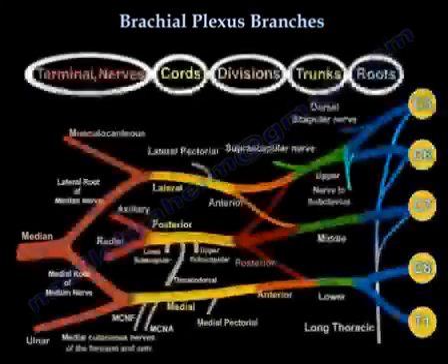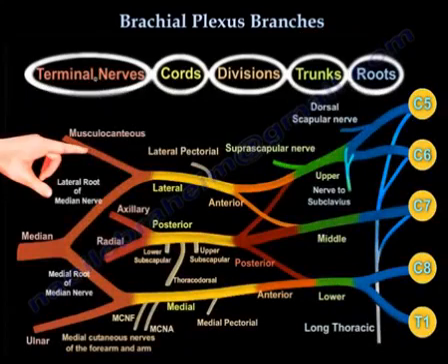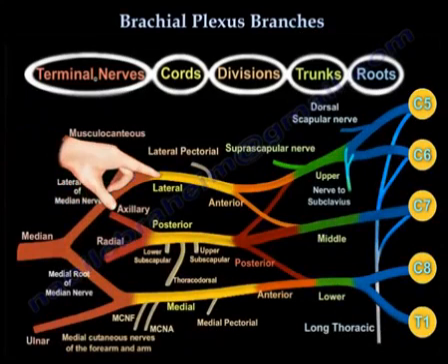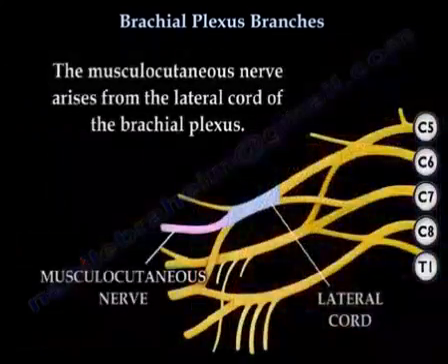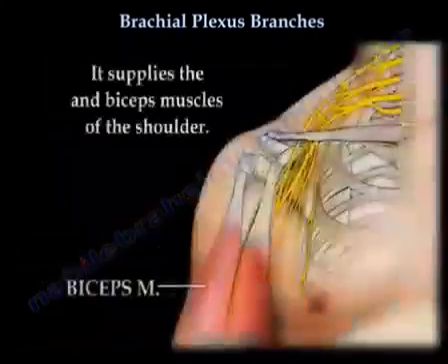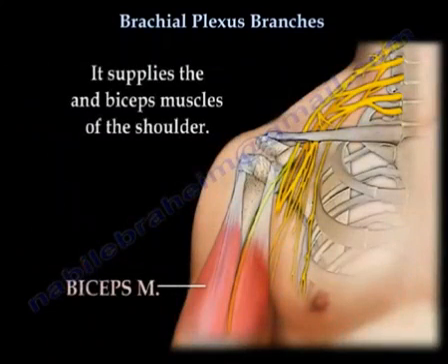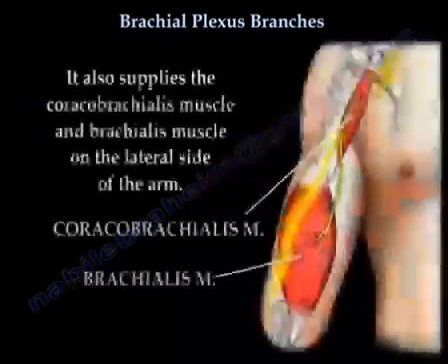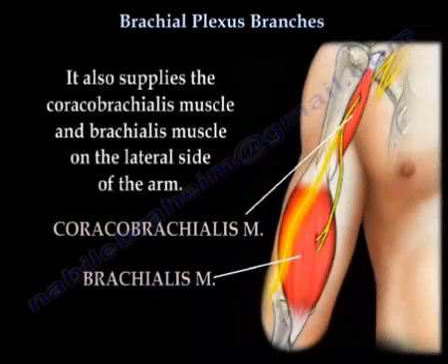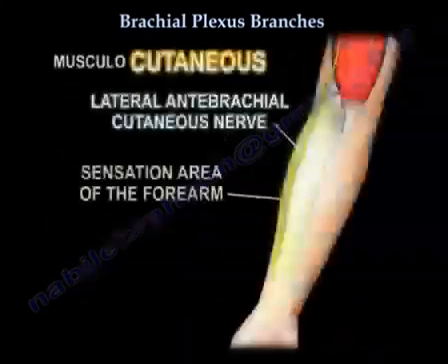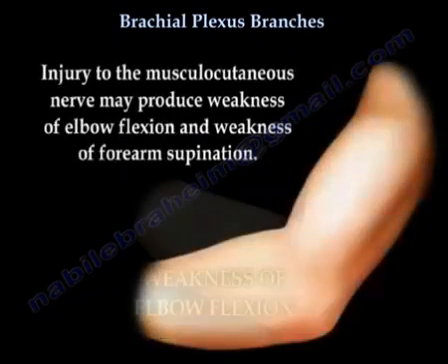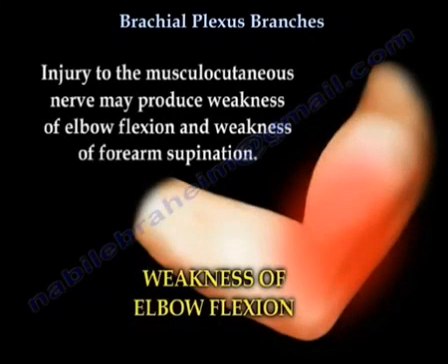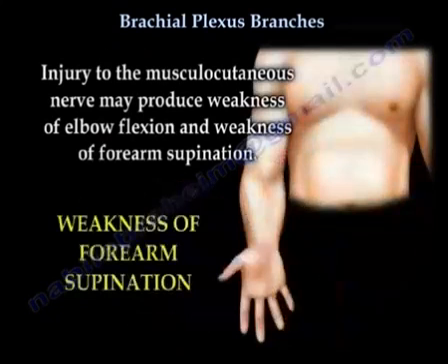The musculocutaneous nerve arises from the lateral cord of the brachial plexus. It supplies all muscles in the anterior compartment of the arm and also supplies the lateral forearm sensation. Injury to the musculocutaneous nerve may produce weakness of elbow flexion and forearm supination.